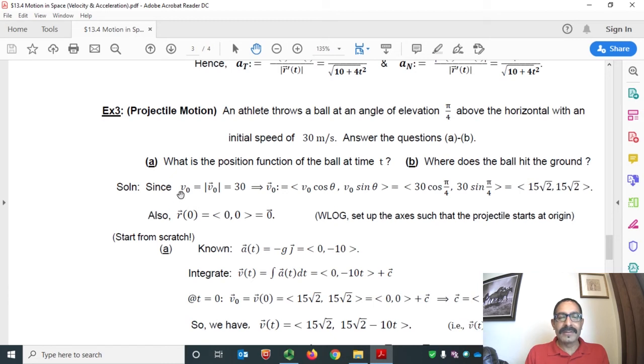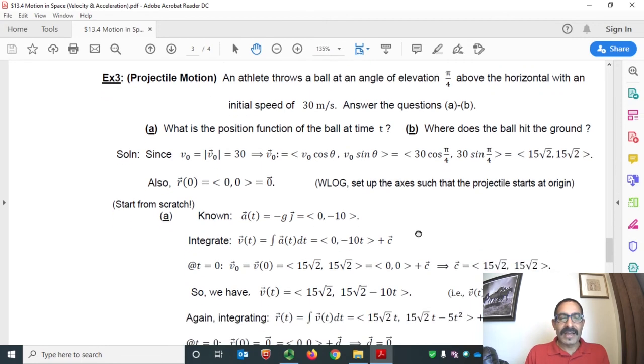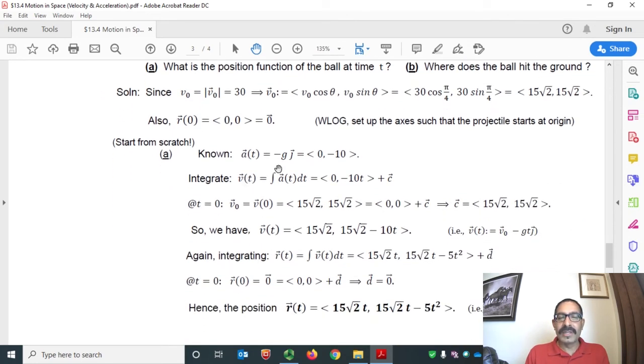So here v0 equals 30. So the initial velocity equals the vector v0 cosine theta, v0 sine theta. By the way, theta is pi/4. So the initial velocity turns out to be the vector 15 radical 2, 15 radical 2. Also, the initial position is the 0 vector. Initially, he's on the ground. Now, start from scratch. So we know acceleration equals negative g j. For simplicity, let's take g equals 10.